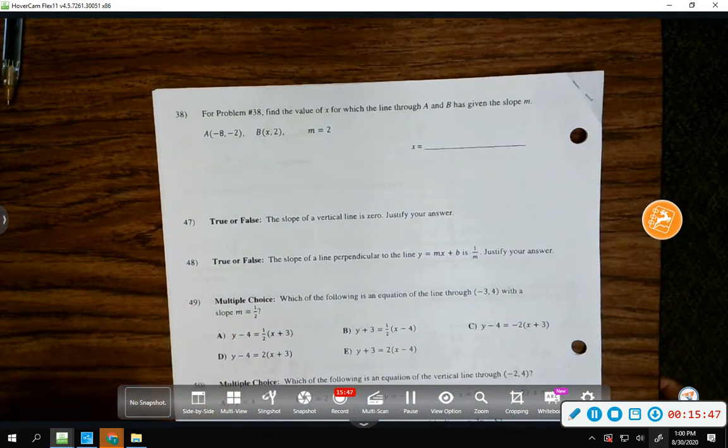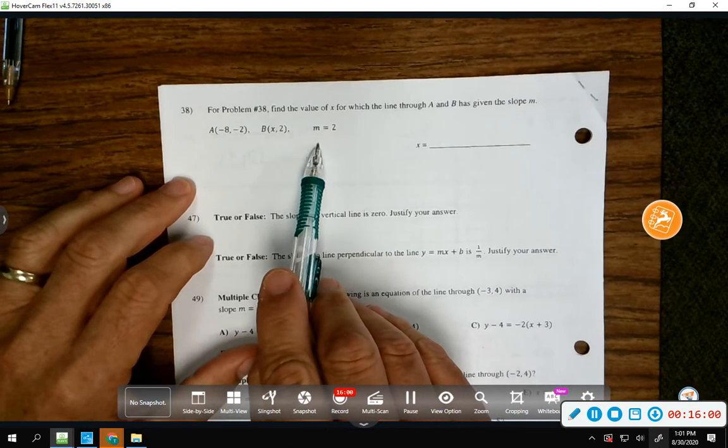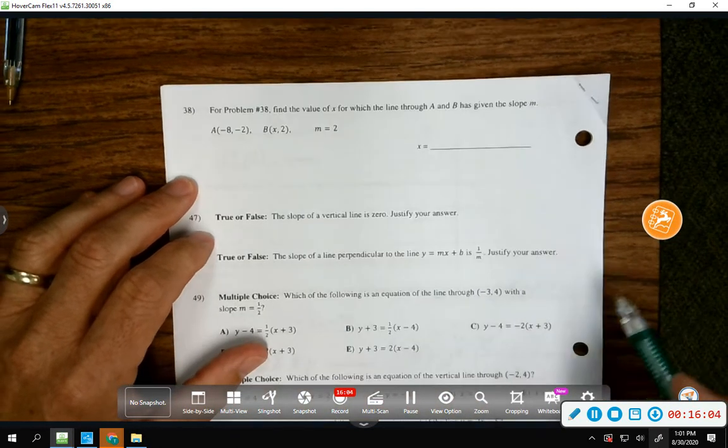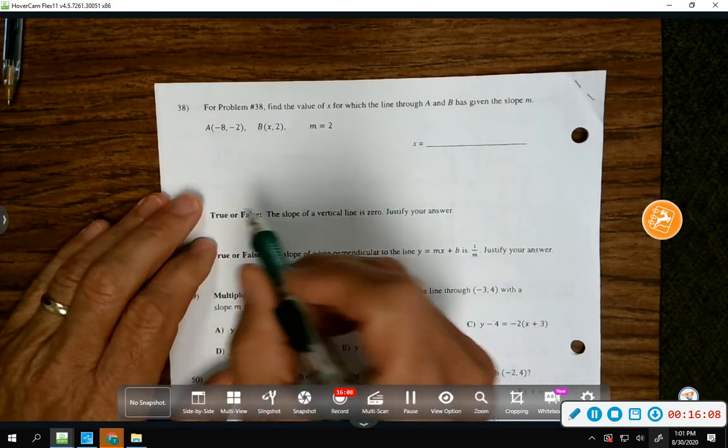For problem number 38, find the value of x for which the line through A and B has the given slope. Now I also teach SAT prep, is my other class that I teach. This type of problem is on the SAT test frequently. So some of you are going to be taking the SAT test perhaps for the first time in the fall. Okay? So we do it the same way.